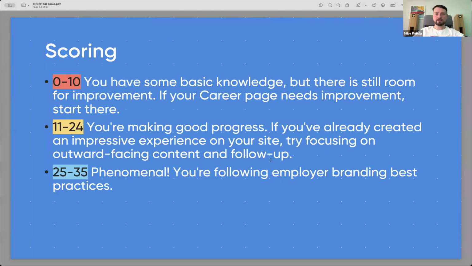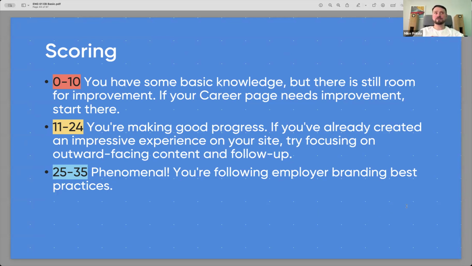Now scoring. 0 to 10: you have some basic knowledge, but there is still room for improvement. If your career page needs improvement, start there. 11 to 24: you are making good progress. If you've already created an impressive experience on your site, try focusing on outward-facing content and follow-up. 25 to 35, which is the maximum: phenomenal. You are following employer branding best practices.